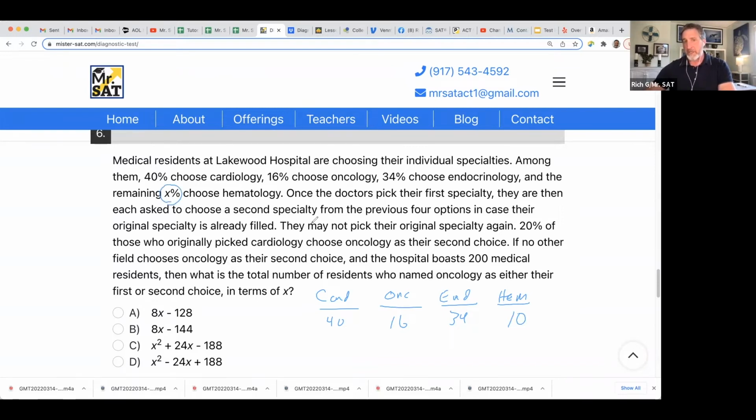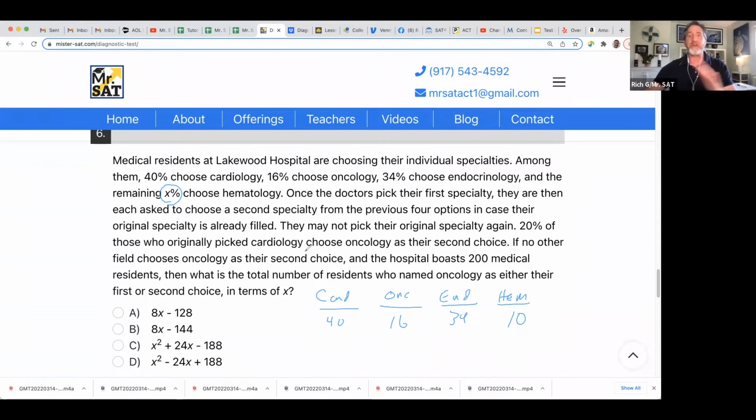So what does it say next? We ain't even nearly through though. It says, once the doctors pick their first specialty, they're then each asked to choose a second specialty from the previous 4 options in case their original specialty is already filled. So I'm just trying to picture what's going on. I say, oh, I want to do oncology. They say that's filled. I got to pick a second one. I'll do hematology. So doctors are sort of picking their first choice and their second choice.